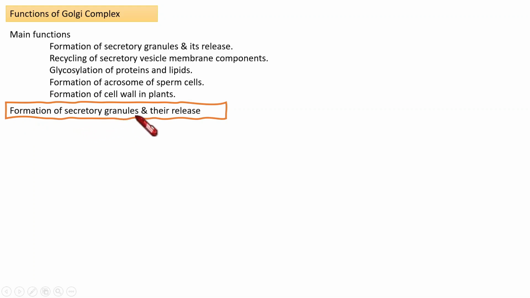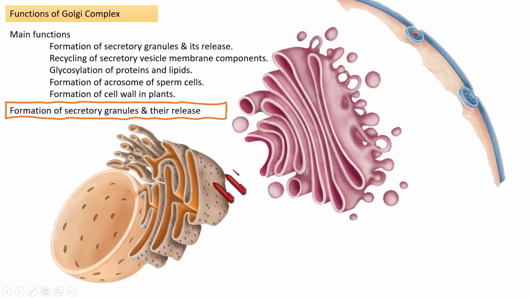First is formation of secretory granules and their release. How it forms the secretory granules and how they are released, where those vesicles are going, what are their fates, all those things we are going to understand. So this is all about its arrangement and its route. To understand its route, that's why I took this diagram. This is the nucleus and this is the endoplasmic reticulum, and adjacent to that we can see our Golgi complex, and this is the plasma membrane.